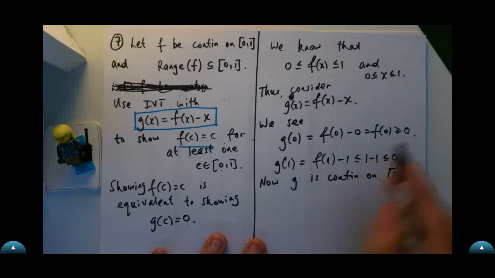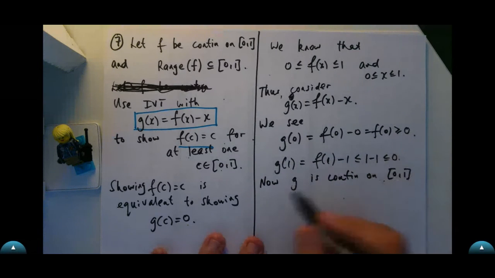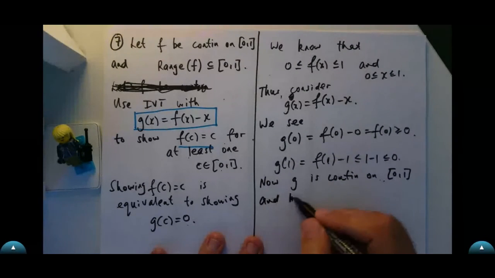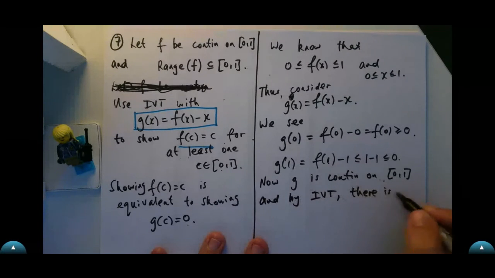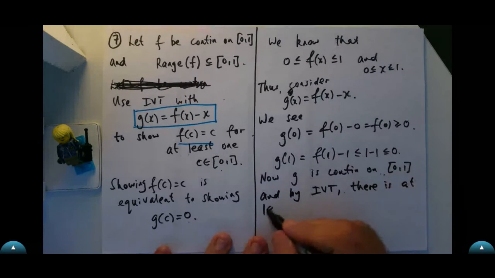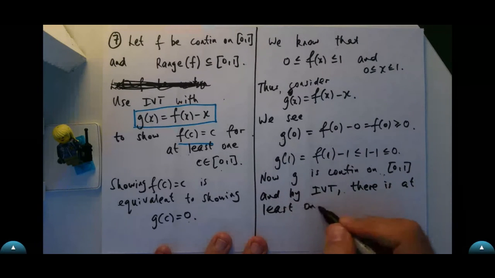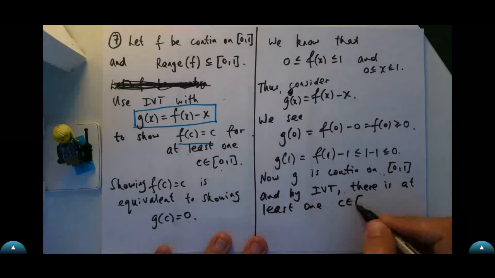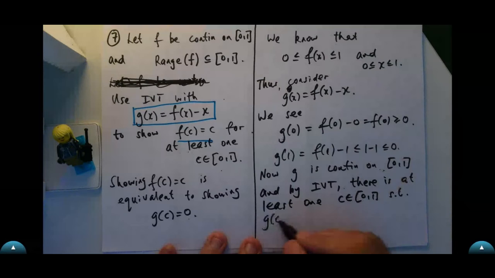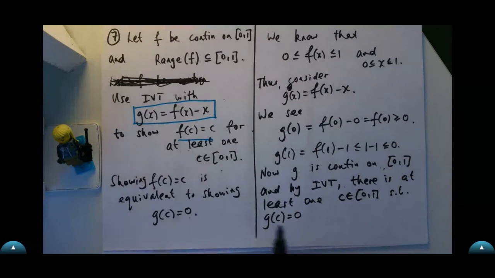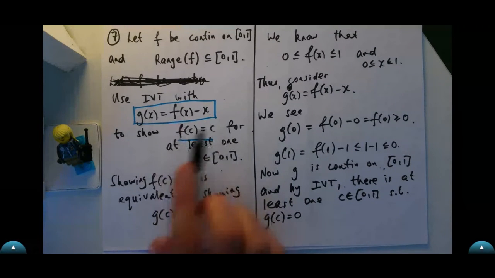g of 0 is greater than or equal to 0. g of 1 is less than or equal to 0. There must be at least one c such that g of c equals 0, and that is equivalent to showing that.